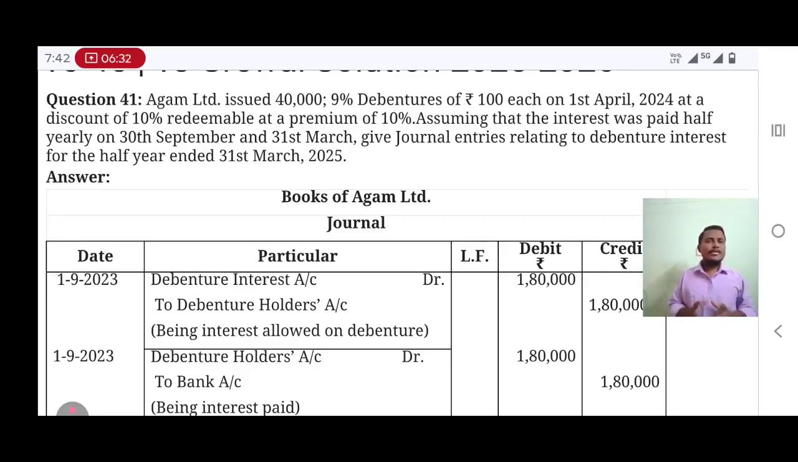So here now I am telling you, first of all, whenever you are paying interest on debenture, you should first write the debenture interest due entry, then you have to write the payment entry. Here the interest for the year per annum you have to calculate. Interest should be calculated from Agam Limited issued 40,000 9%. That is the rate of interest. So 9% is the rate of interest for that debenture. So 40 lakhs into 9%, 3,60,000.